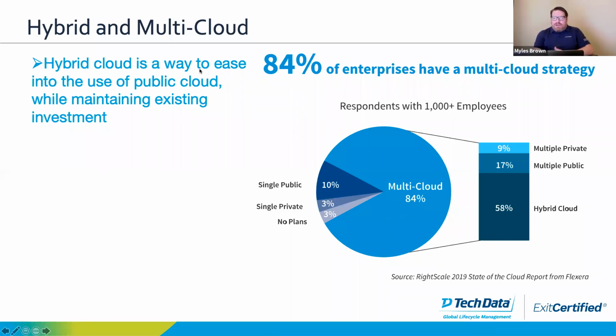And so hybrid cloud is usually considered a way to ease into using public cloud, maybe while maintaining your existing investment, right? So some companies say, no, that's it. Let's shut all our data centers. We're going into the cloud right now. But most people say, well, I've got an existing investment. Let's wait until these data centers are old and need to get refreshed, and then we'll move totally into the cloud, right?